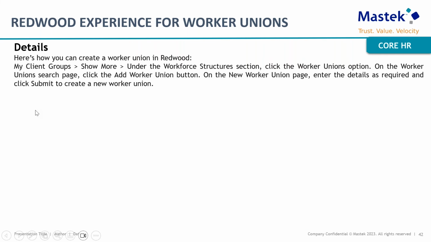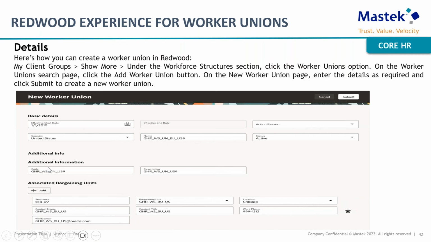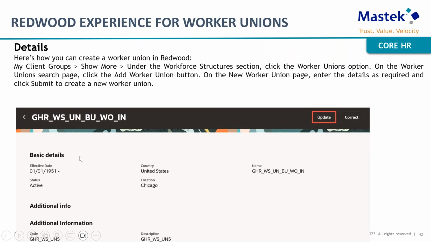So we need to navigate to My Client Groups, Show More, and under the Workforce Structures section, click on the Worker Union option. Okay. So you can click on Create to add a worker union, and then a new page prompts, and you can add the required details and submit it.